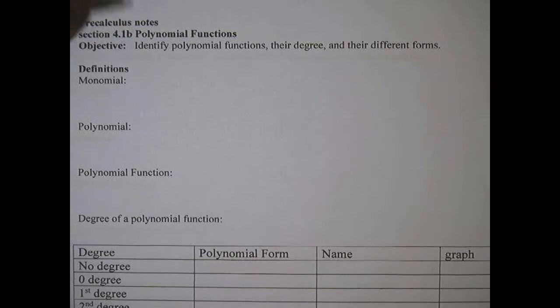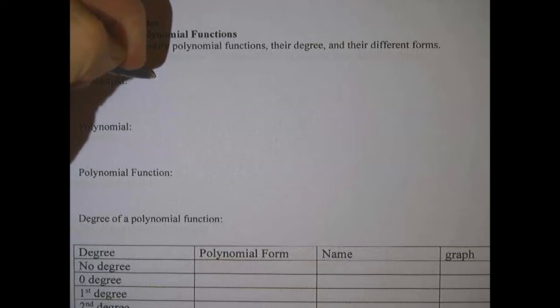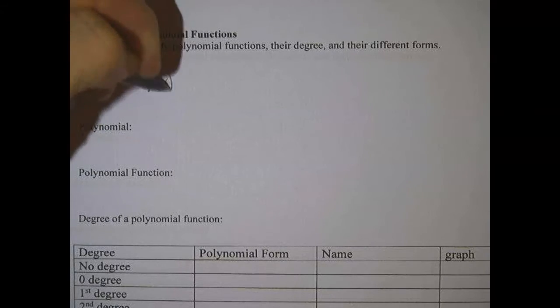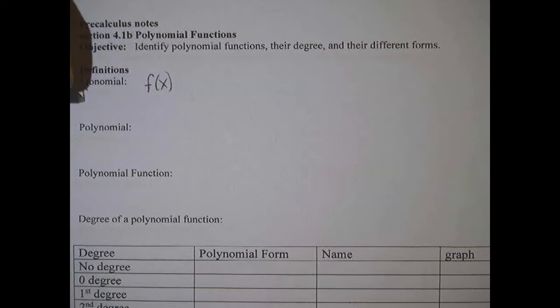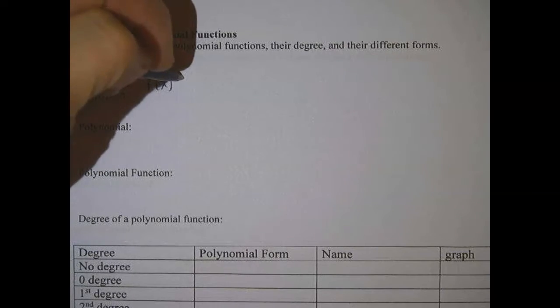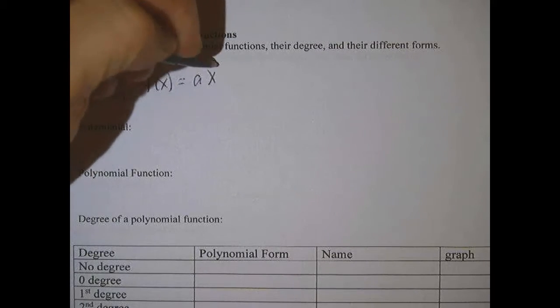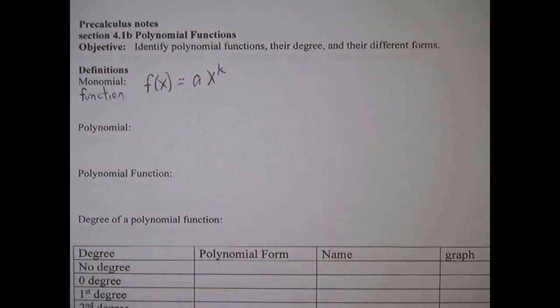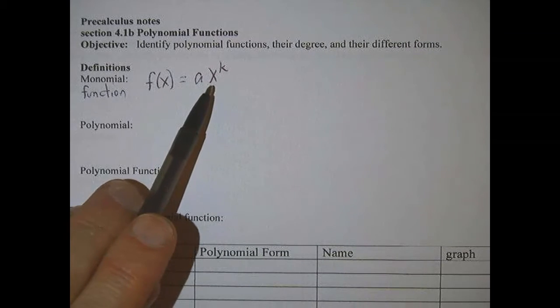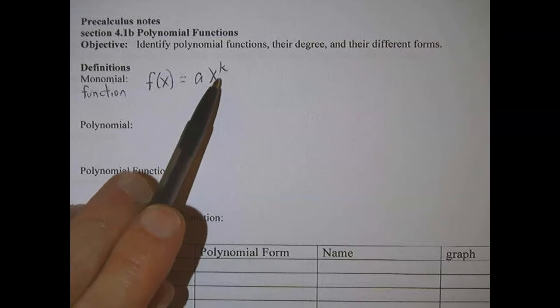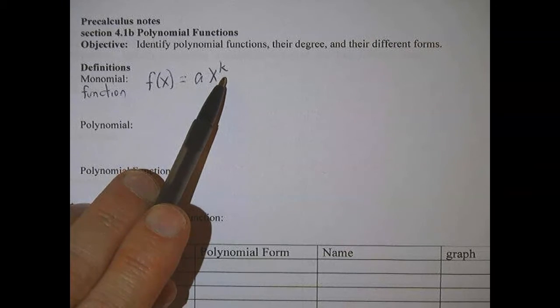We've talked about what a monomial is, but just a reminder, a monomial is a function of the form f of x equals ax to the k, where a can be any real number, x is the independent variable and can be any real number, and k is an integer greater than or equal to 0.